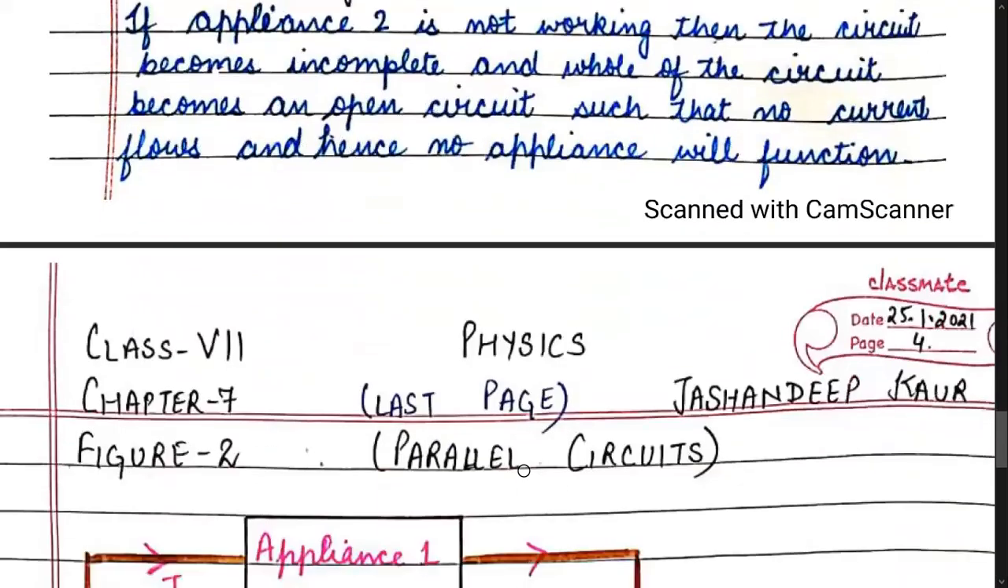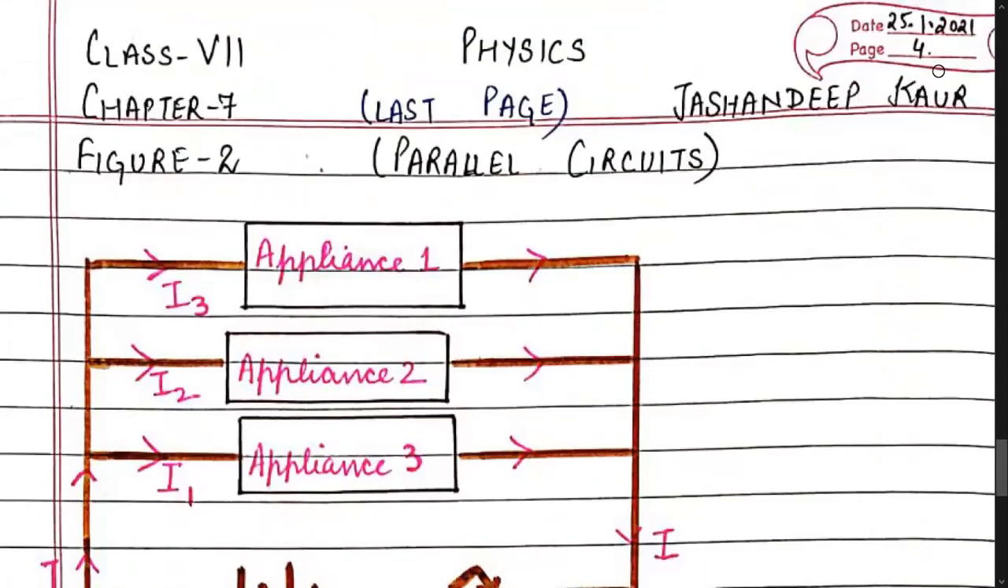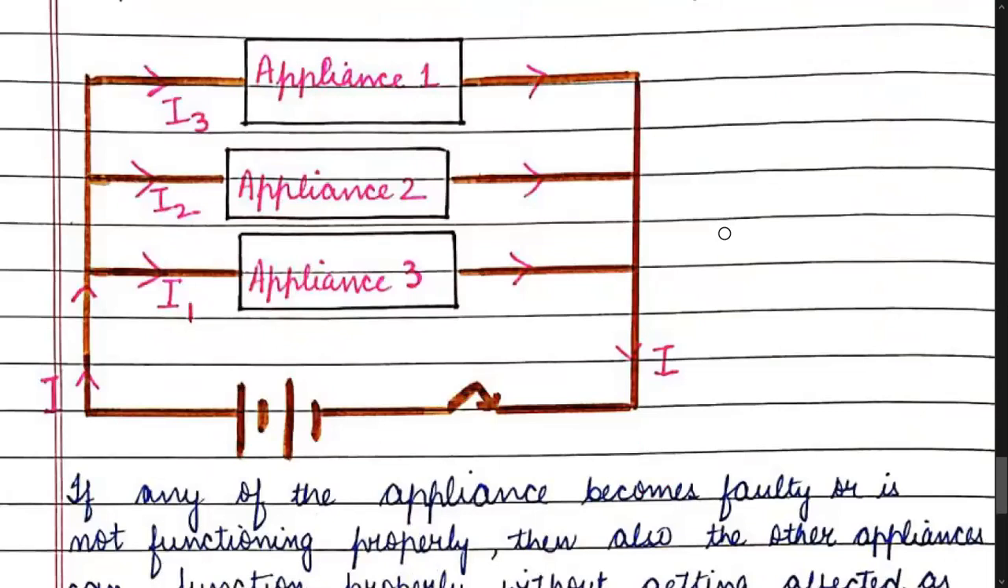Now, for further understanding of parallel circuits, let us study figure number 2, which is drawn on page number 4 of the PDF sent to you on 25th January 2021. Now students, in figure number 2, again I have taken a battery and a closed switch, while I have taken 3 appliances connected in a parallel manner.